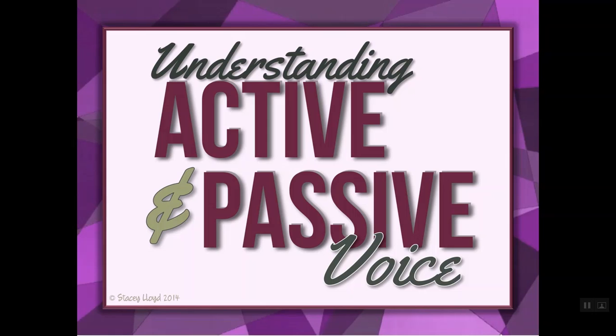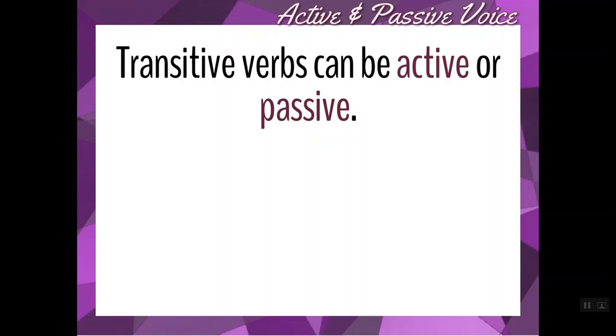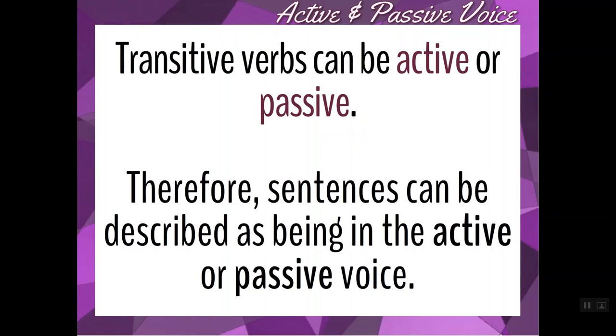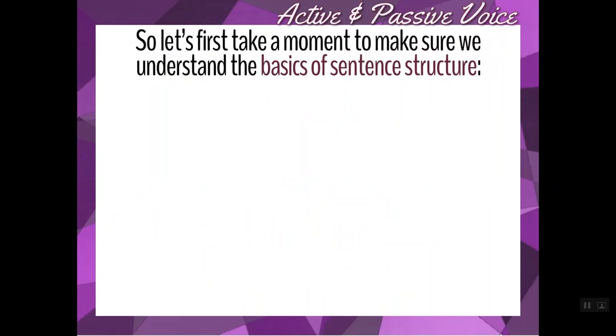So this is a little bit more of writing rather than punctuation, but it's still pretty important. Transitive verbs can be active or passive. Therefore, sentences can be described as being in the active or passive voice. This is just how to make your writing sound and read a little bit more forcefully and a little bit more clearly. So just a little bit about basics of sentence structure.